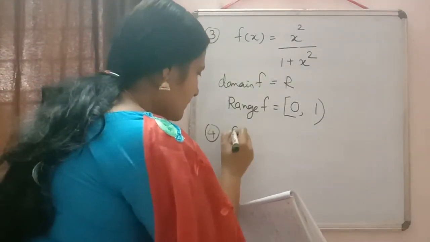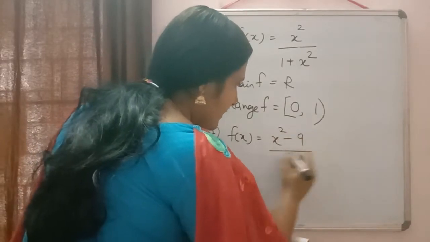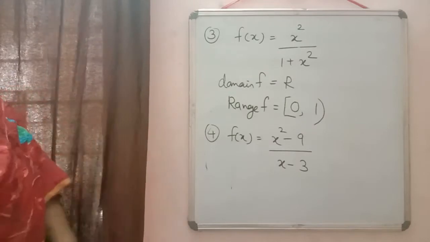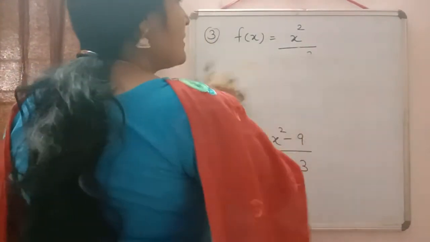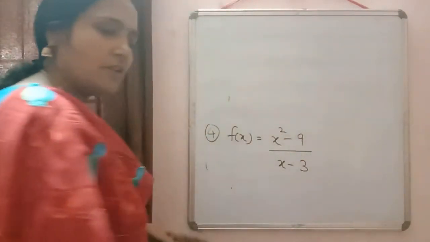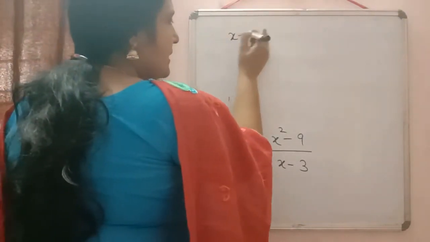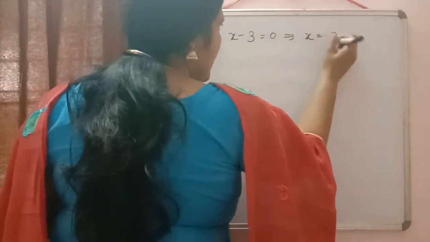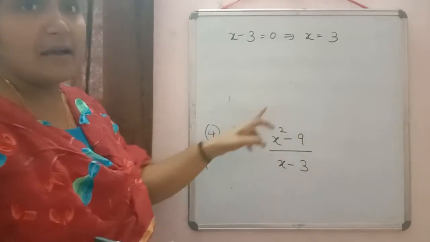f of x is equal to (x square minus 9) by (x minus 3). So again our function is given in terms of fractions. So the denominator should not be equal to 0. For which value of x will it be equal to 0? Yes, when x is equal to 3. So except 3, x can take any other value.